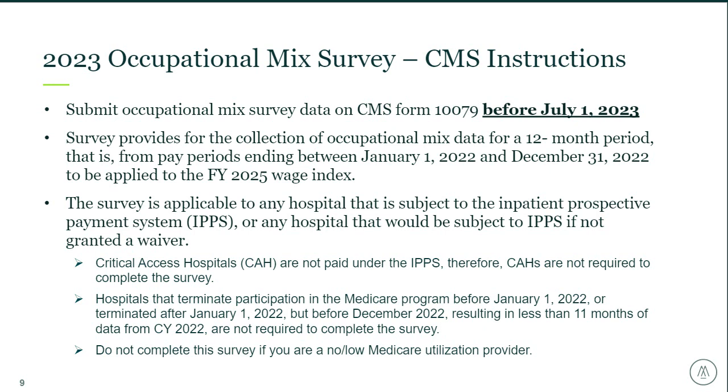Again, the survey will collect payroll data for a 12-month period. These are pay periods between January and December 31st of 2022 and applied to the 2025 wage index. The CMS instructions have specific payroll begin dates and end dates. Specifically, the survey's begin date cannot be earlier than December 17th, 2021, and the survey's end date cannot be later than December 31st, 2022. Everyone should pay close attention to the begin date and end date to ensure proper reporting and compliance with the CMS regulations.